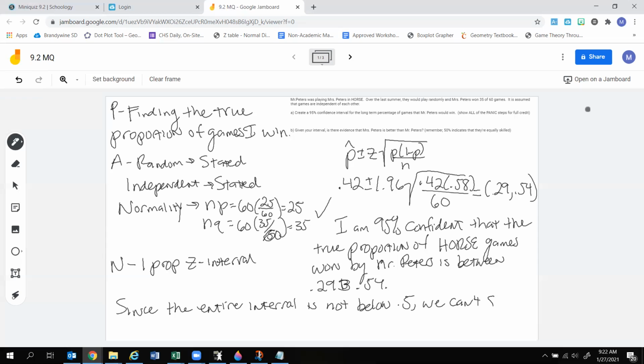We cannot say with 95% confidence, you always want to drop that interval or the confidence level somewhere. We cannot say with 95% confidence that Mrs. Peters is better. All right, so there you go.